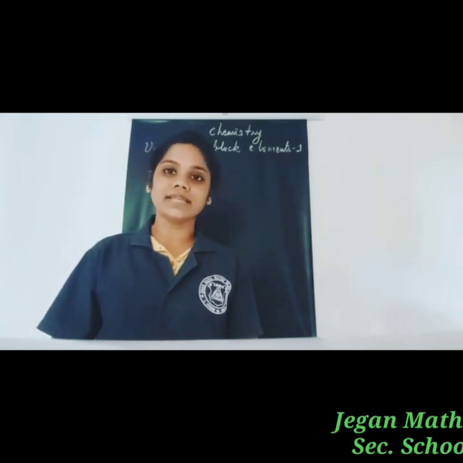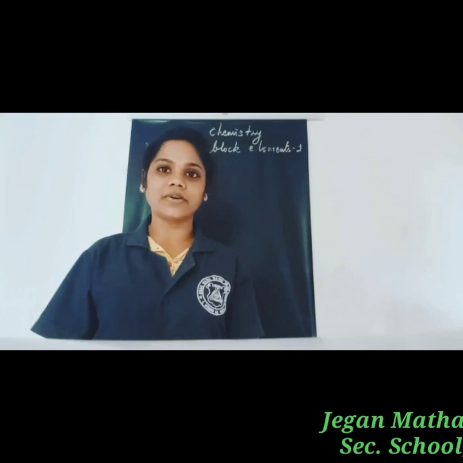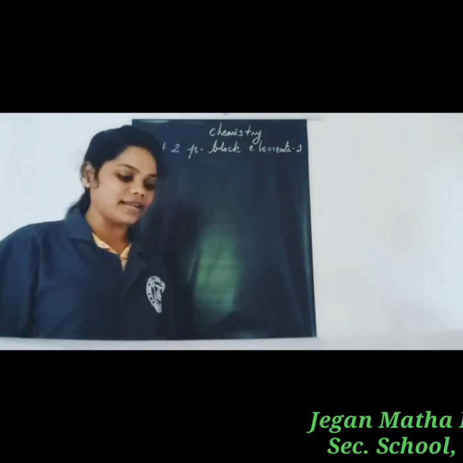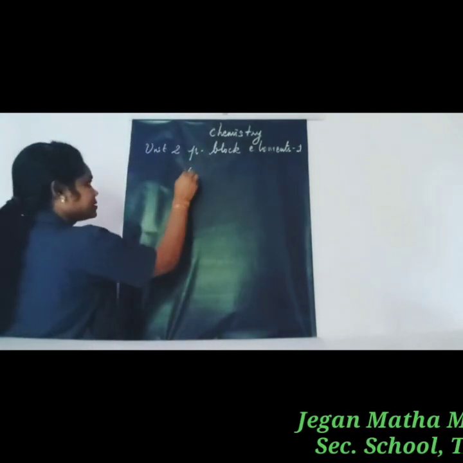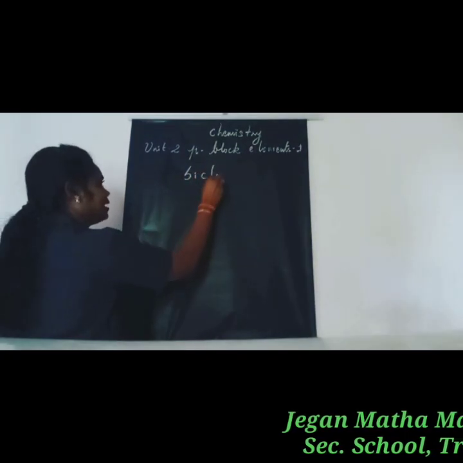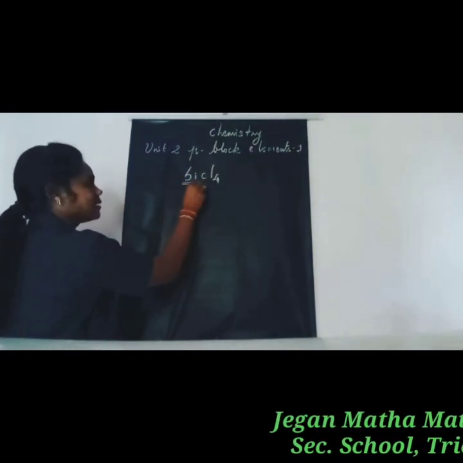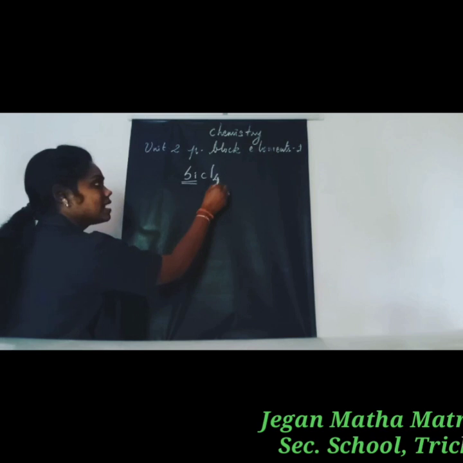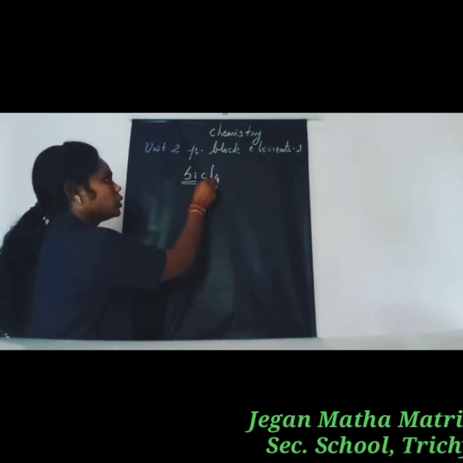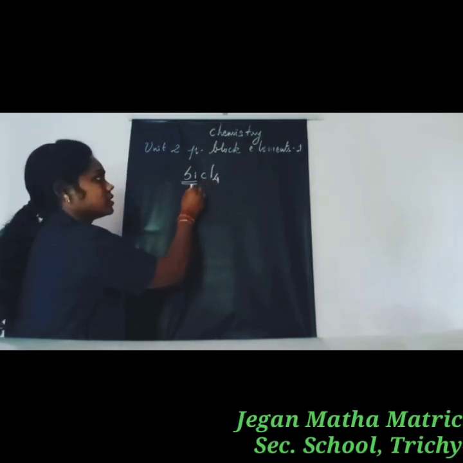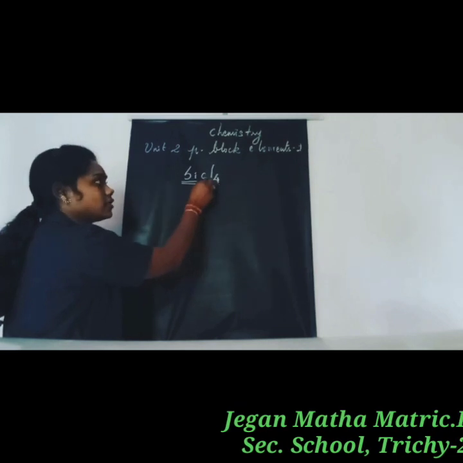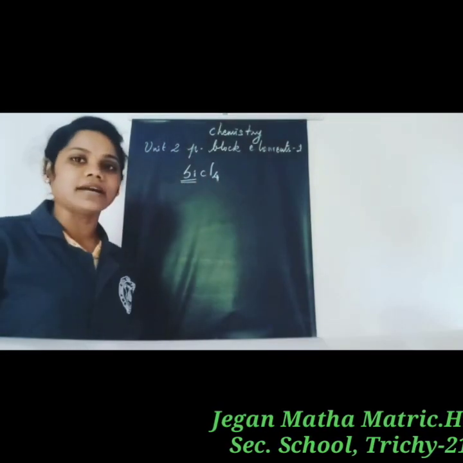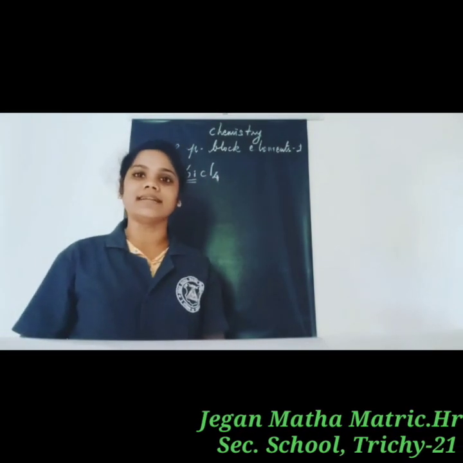First of all, let us see the formula for silicon tetrachloride. The formula for silicon tetrachloride is SiCl4. Here Si represents silicon, tetra represents 4 and chloride represents Cl. So that is silicon tetrachloride. Okay, let us see the preparation of silicon tetrachloride.